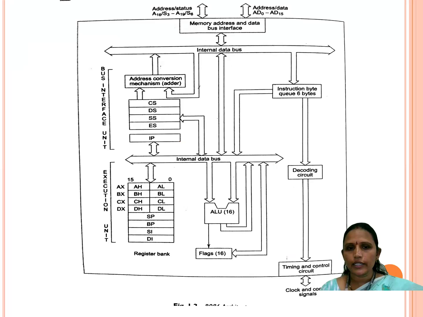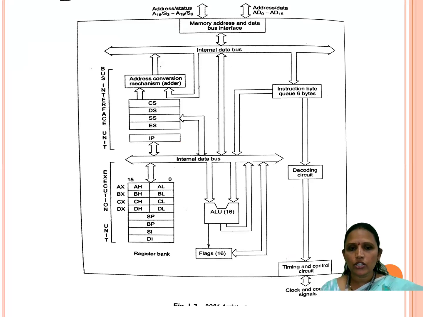The lower order is indicated with bits 0 to 7, a total of 8 bits, and the higher order is bits 8 to 15, so a total of 16 bits. In the same way, the BX register is divided into BH and BL, the CX register, the counter register, into CH and CL, and the data register DX into DH and DL. So this is the first part.